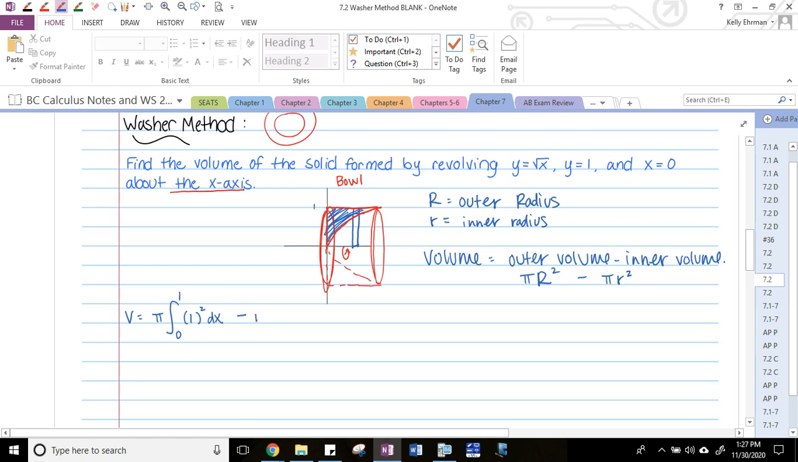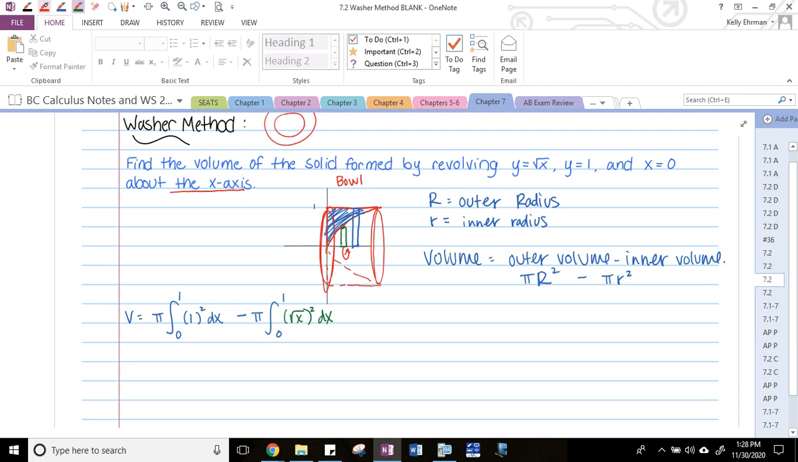We're going to subtract from that pi times the integral from 0 to 1 of, what's this inner part? Well, this little inner representative rectangle is still in terms of x, but that's where you're actually hitting the square root of x graph. The height of that piece is square root of x, and then you're subtracting from it 0. So that is square root of x squared dx.